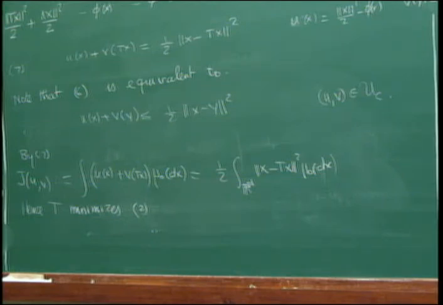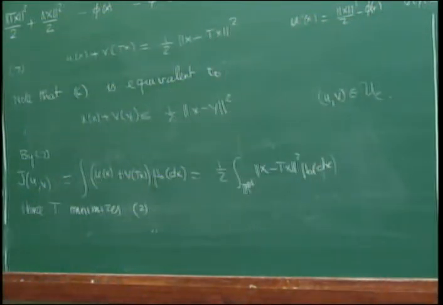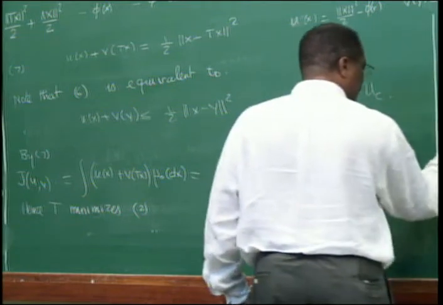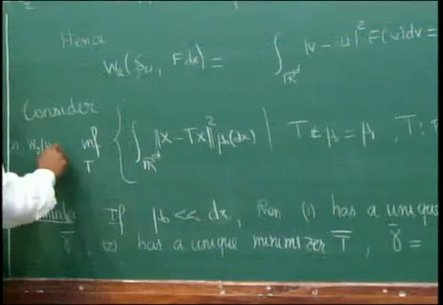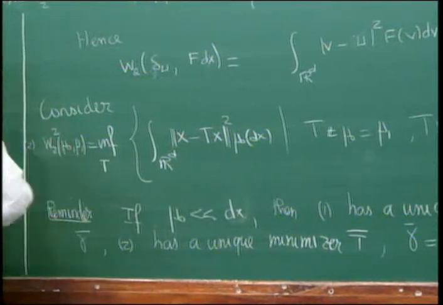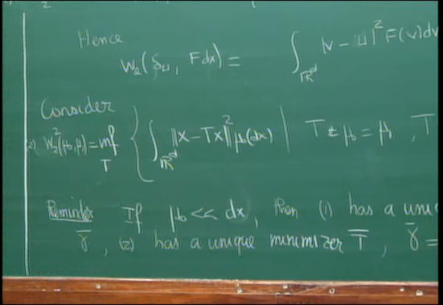So let me solve one of the homework problems because I will need it to prove that W2 is a metric. So this is W2 of mu naught, mu1, squared. There is no distinction between the Monge problem and the Kantorovich problem when mu naught is absolutely continuous with respect to Lebesgue measure.